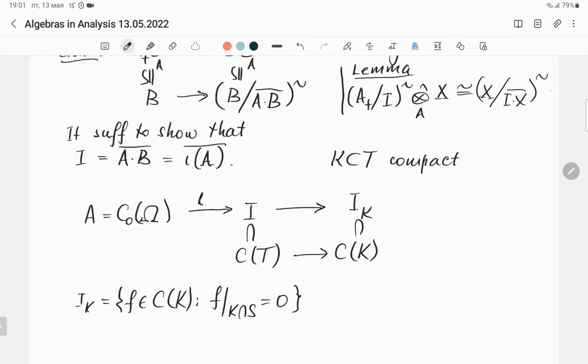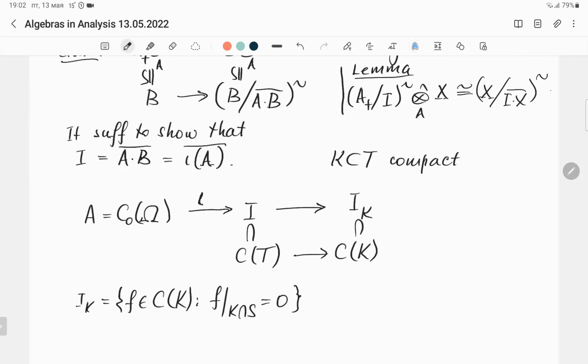And by the definition of the topology on I, the topology on I is just the projective topology generated by all arrows of this form for various compact subsets of T. To show that the range of iota is dense in I, we have to show that the range of the composed map from here to IK is dense in IK.